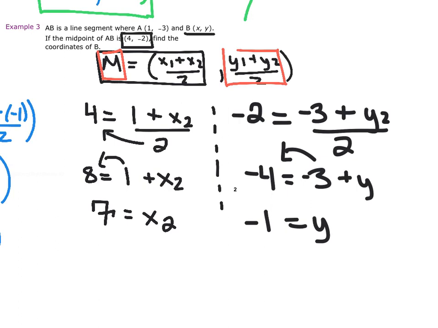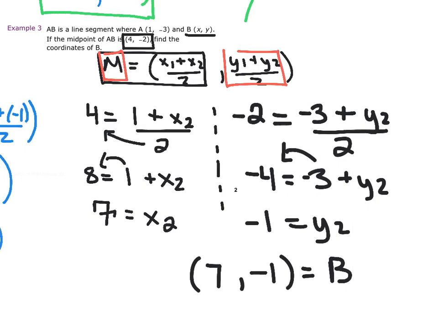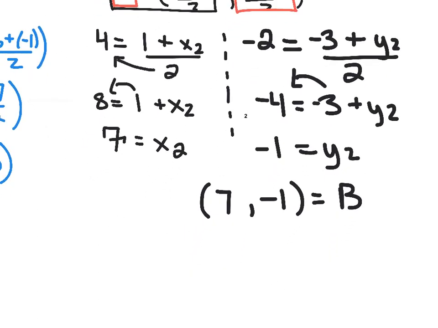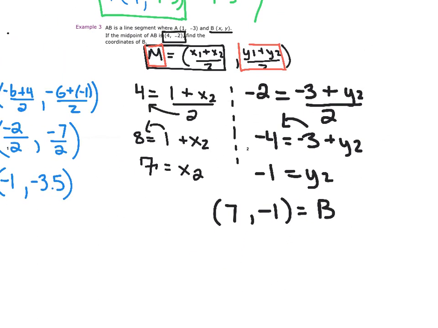So what we've done is we've solved for x and y, 7 and negative 1, so that equals the coordinate B. I would say that's a pretty common question that you guys will come across in the homework and say on a test. So that is all for today.